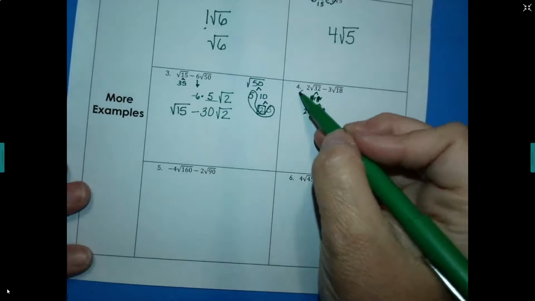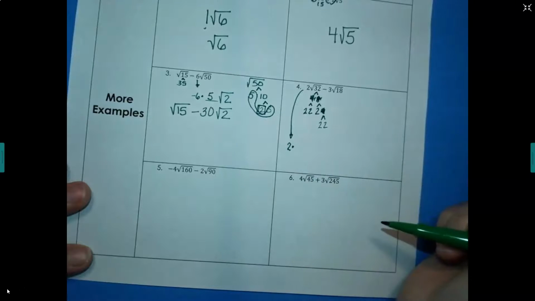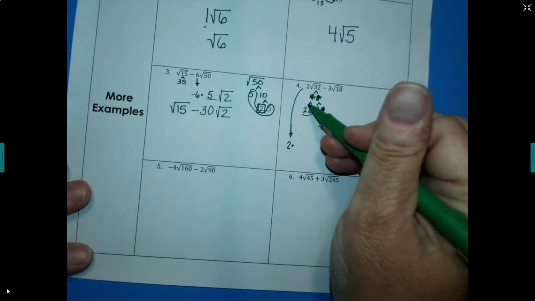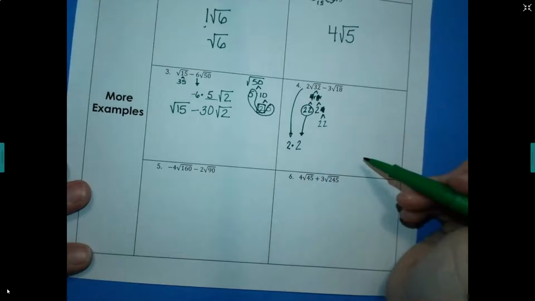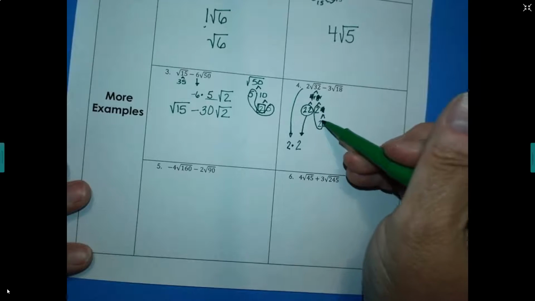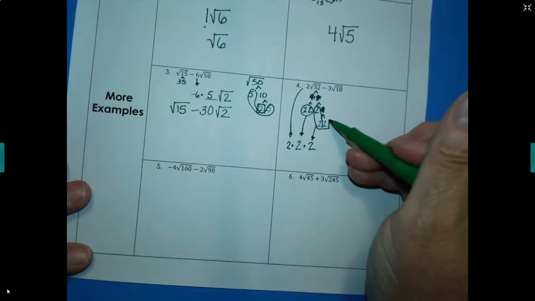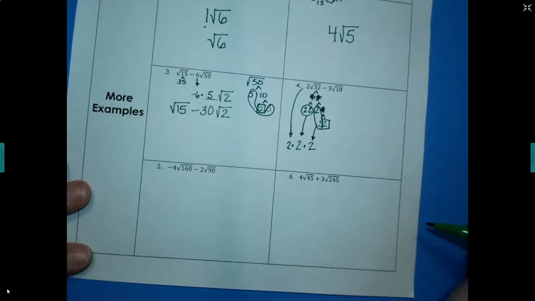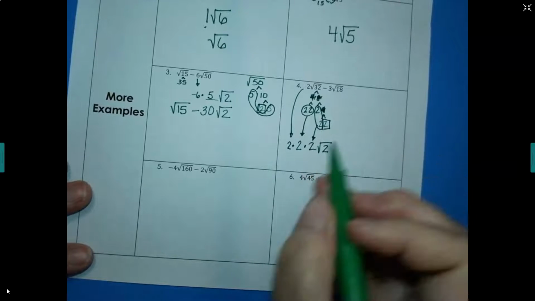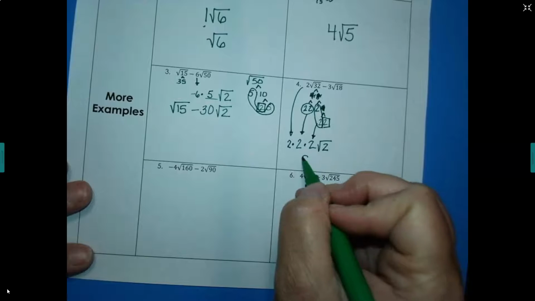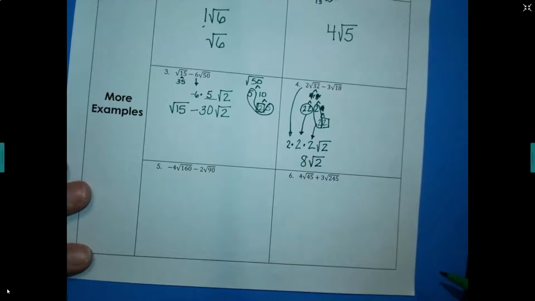So I have a coefficient of a 2 that's going to come down. I can't lose him. He's going to multiply to anything else I take out. I have a pair of 2's, so I'm going to bring one of those out. I have another pair of 2's, so I'm going to bring one of those out. And then I have that guy. He has no pairs, and if there's no pairs, they're going to stay under the radical. So 2 times 2 times 2 gives me 8 root 2. I got it simplified down.